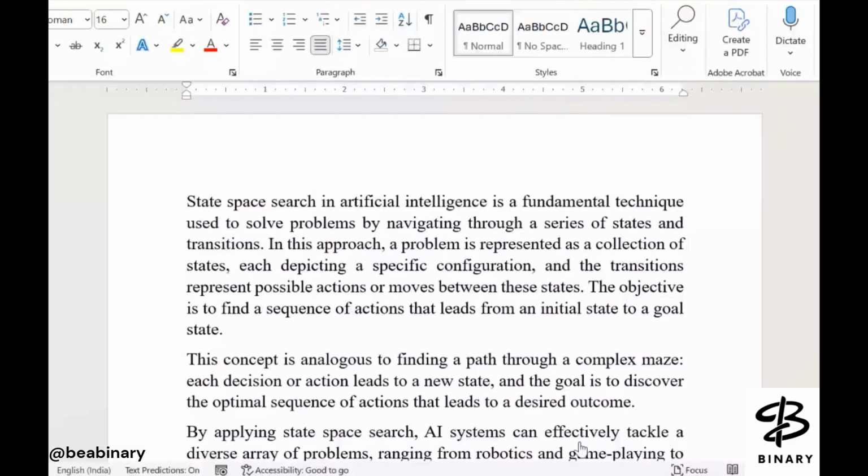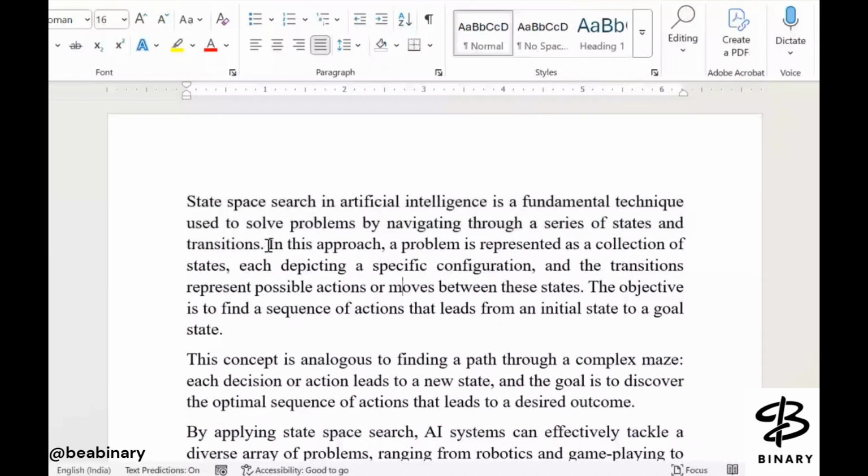Okay, so I hope the file is visible to all of you about the state space search. We have discussed the two search strategies, and in that we will talk about the uninformed search strategy, in which we are talking about the state space search. So what is state space search? State space search in artificial intelligence is a fundamental technique used to solve problems by navigating through a series of states and the transitions. Okay, so this we have understood in yesterday's lecture also.